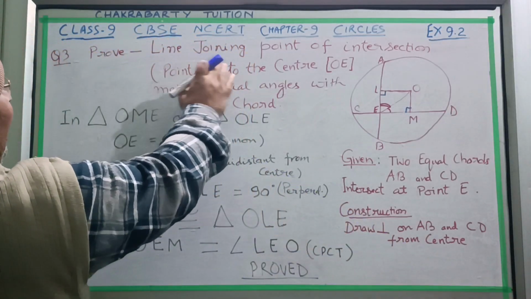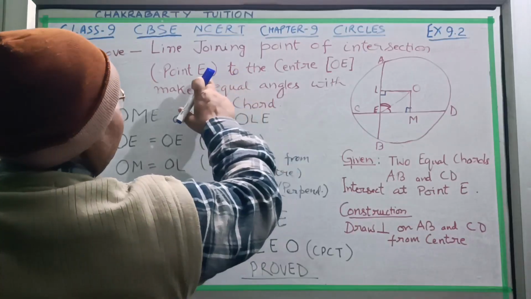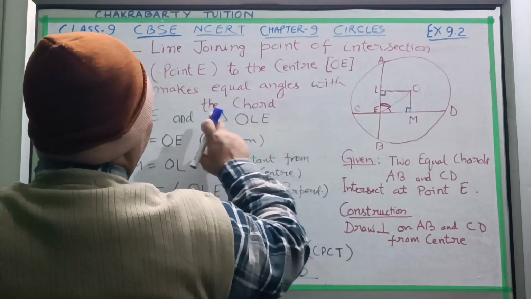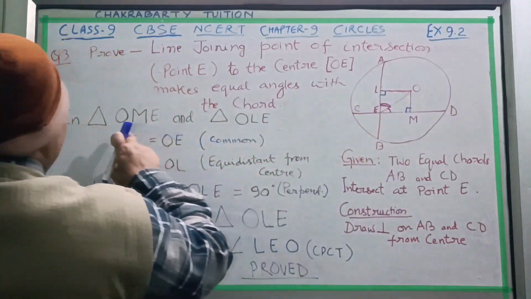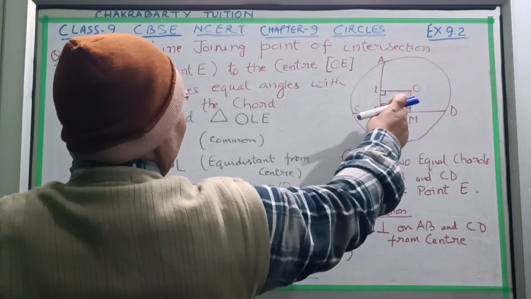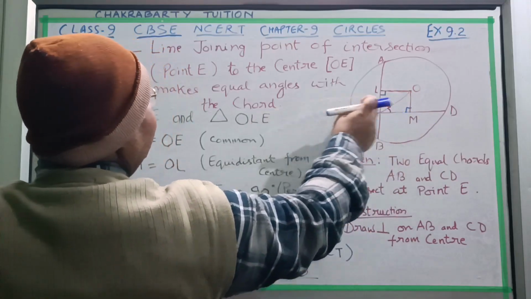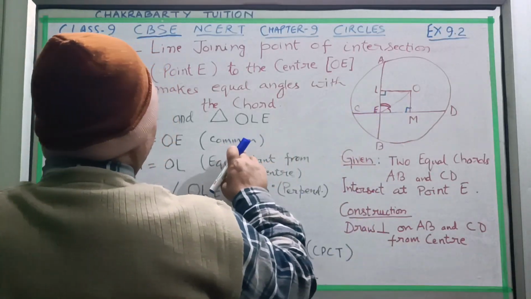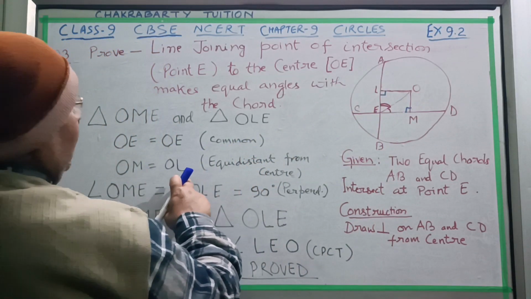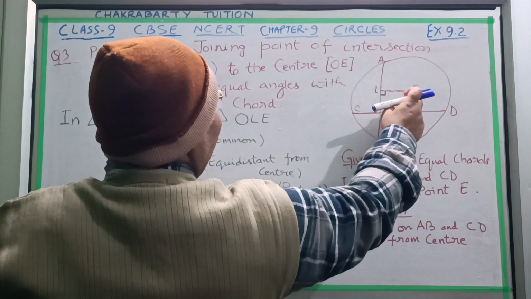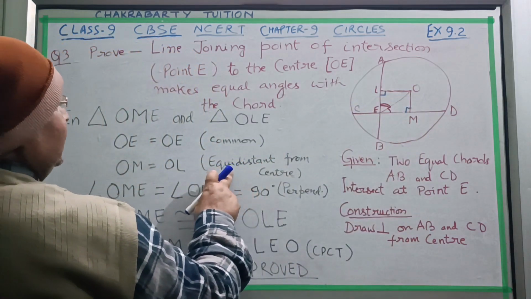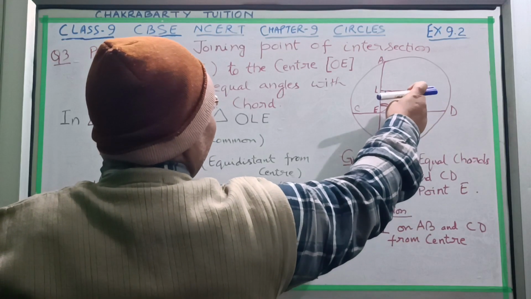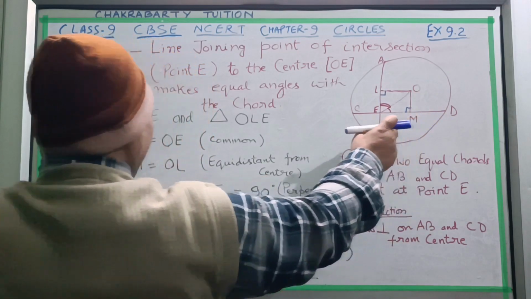You have to prove the line joining the point of intersection, that is point E, to the center O makes equal angles with the chord. So in triangle OME and triangle OLE, OE is common. OM and OL are equidistant from the center because the chords are equal. Equal chords are always equidistant from the center.